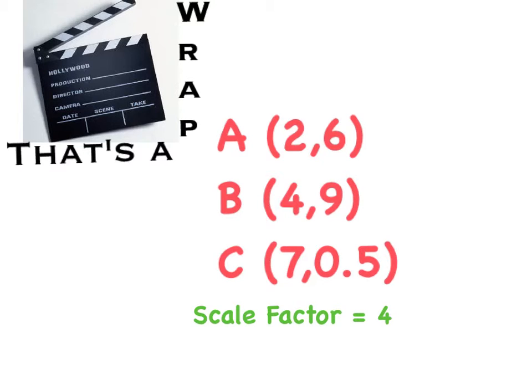So let's wrap this up. If you have vertices A, B, and C with those coordinates listed, and you are going to apply a dilation with a scale factor of 4, find where the new coordinates would be. Take the time to work this out, and thank you for watching.